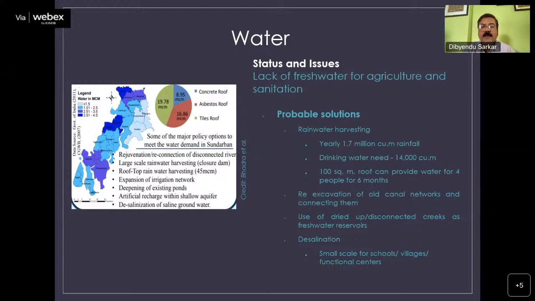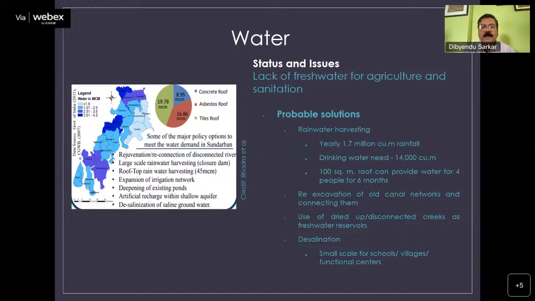So re-excavation of old canal networks and connecting those networks, maybe use of dried up or disconnected creeks as freshwater reservoirs, and certainly, again, this is a capital intensive intervention, which is desalination, small scale for schools, villages, and functional centers. We may start off thinking of a desalination plant, the kind of thing that has been done in, say, Chennai, might be very capital intensive, might not be sustainable as well. It's very difficult to sustain that kind of thing. But what I'm saying is that at least some small scale desalination intervention can also be done. The researchers are there. IIT Mumbai has done something, and certain other universities have also done good work on that. So those can also be thought of.